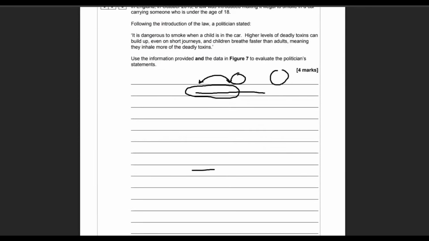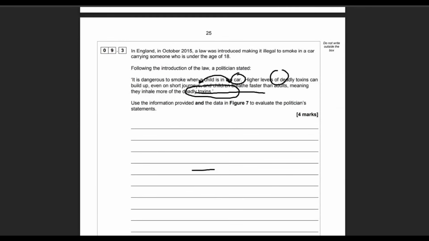So we don't know how big the sample size is. We don't know if it was representative. We don't know the make of the car. We don't know anything else about it. Lots of other factors we don't know. So the kind of things I would go on about here, let's write this all up, so you can see the answer.